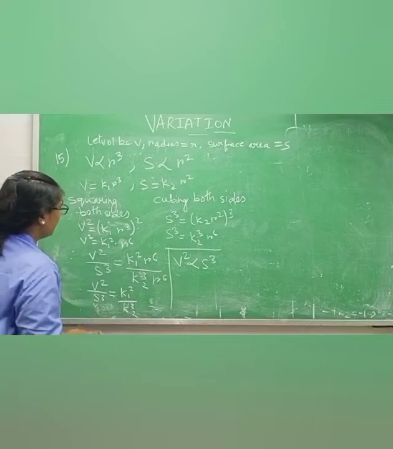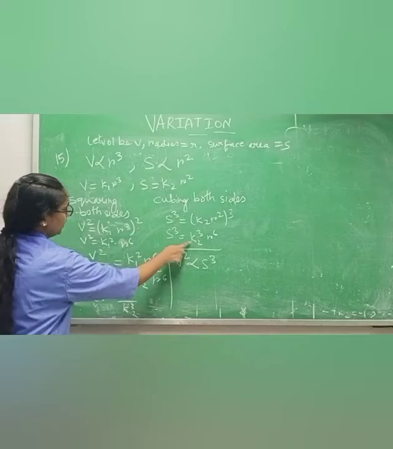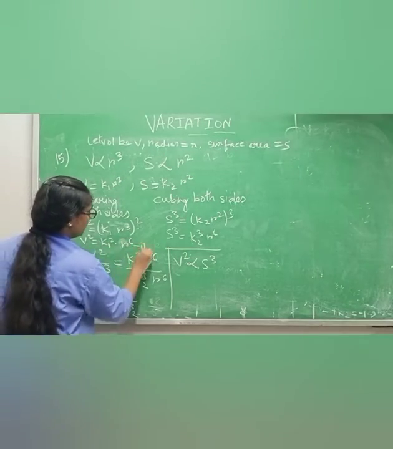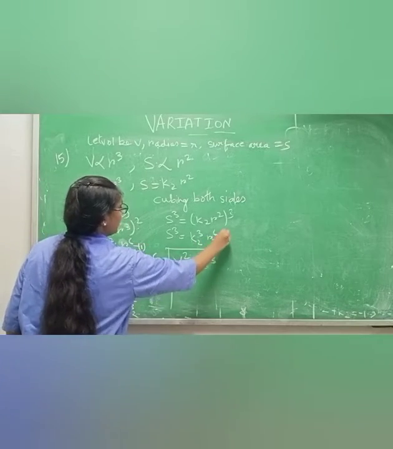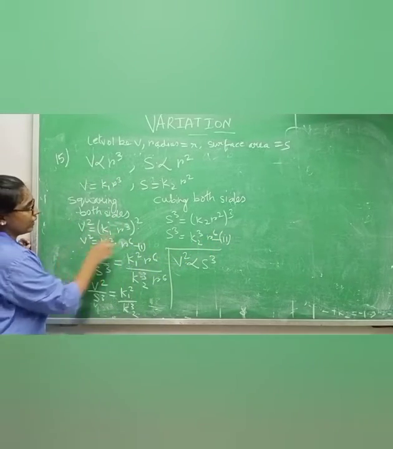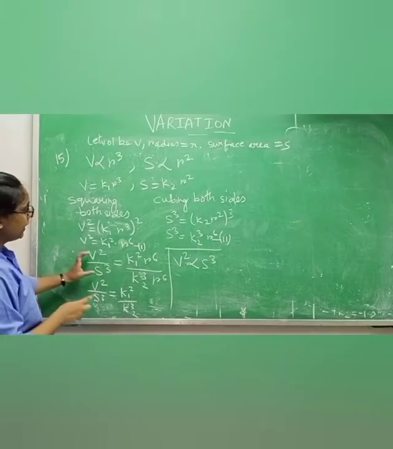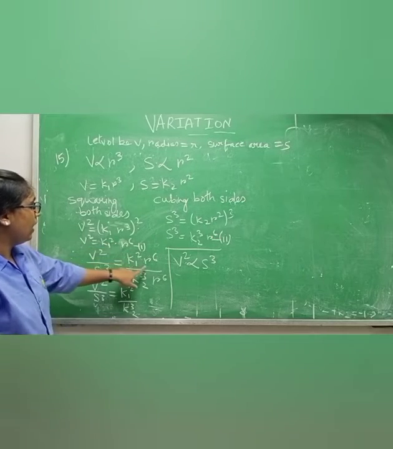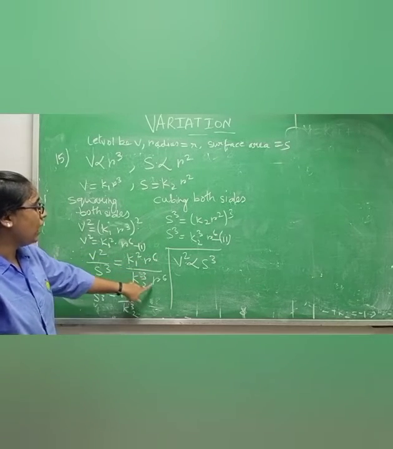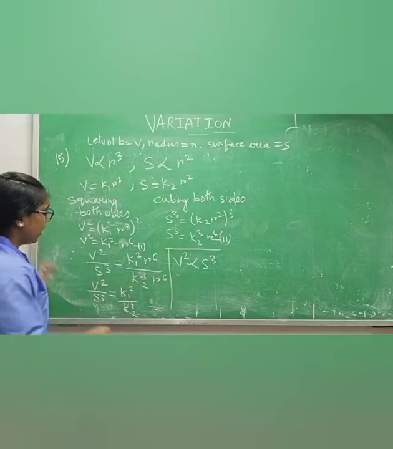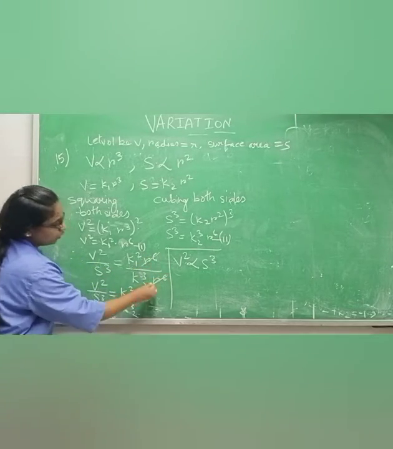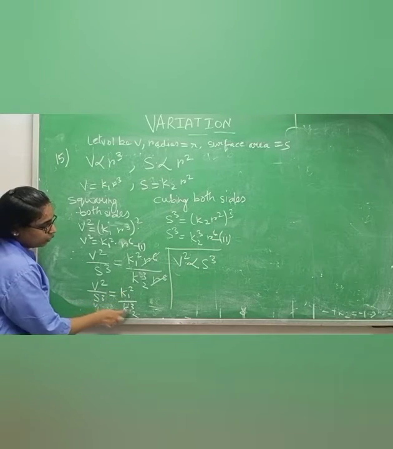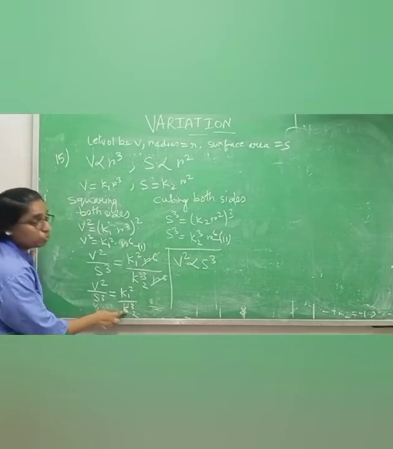Now we will divide equation 1 by equation 2. When you divide, it will become V square by S cube, meaning you divide the left side first, then the right side. On the right side you have k1 square r to the power 6 by k2 cube r to the power 6. Now r to the power 6 will cancel out, so V square by S cube equals k1 square by k2 cube, and you know that k1 and k2 both are constants.